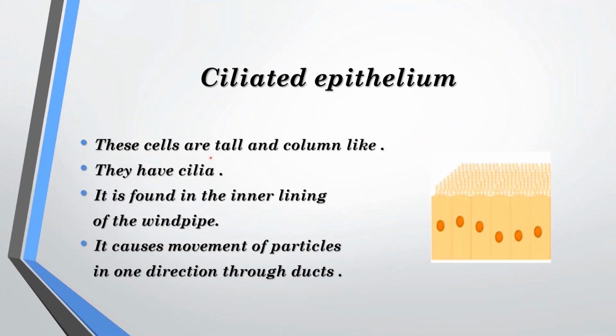Ciliated epithelium. These cells are tall and column-like. Again, this as well as the columnar epithelium have column-like cells, but the difference is that ciliated epithelium has cilia, that is hair-like structures that cause the movement of particles in one direction through ducts, but columnar epithelium does not have it.